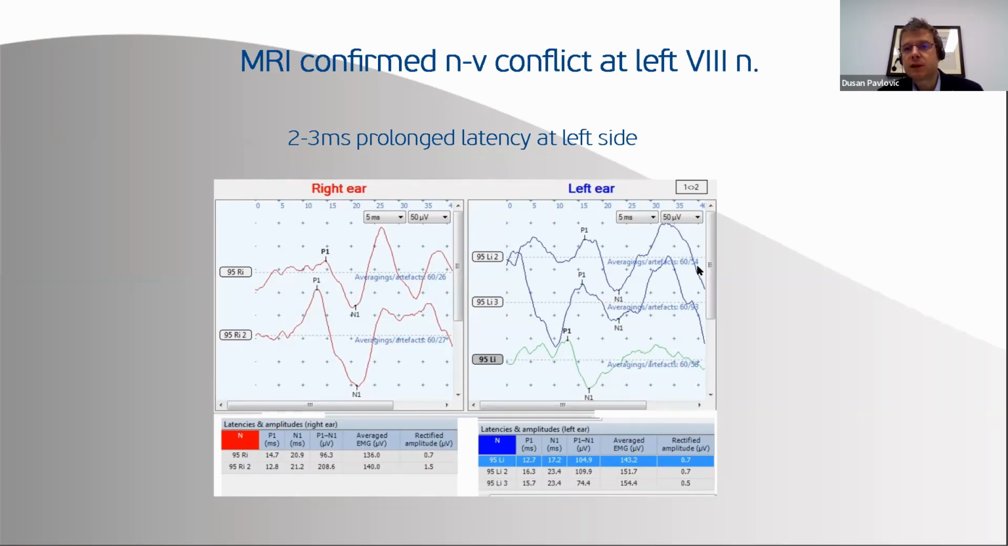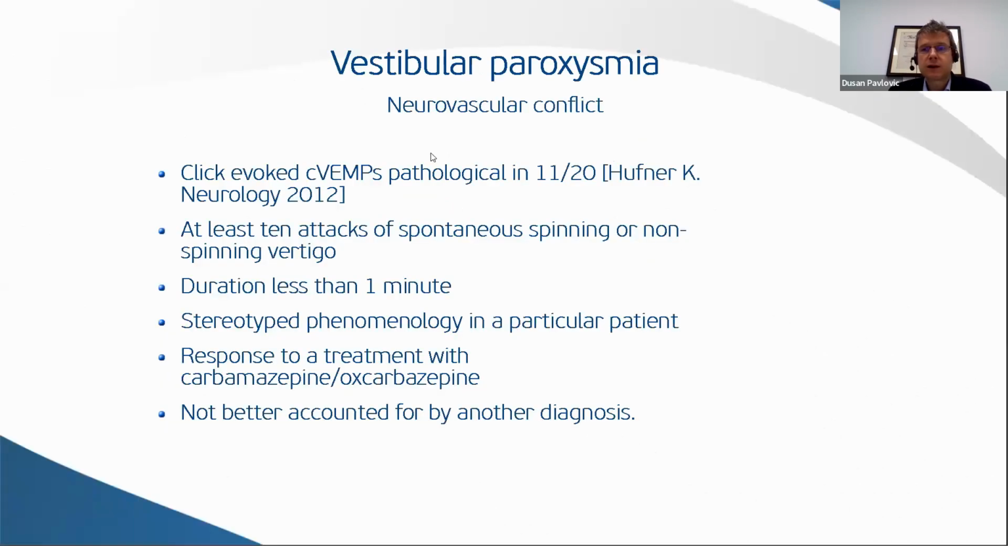MRI is not a criterion for the diagnosis, but in this particular patient, it is documented that the ICA is in conflict with the 8th cranial nerve on the left side. And on that side, we have some prolongation of the latency, and by MRI we excluded MS or other central pathology. And regarding the patient's symptoms, which are recurrent spinning vertigo, less than 1 minute, stereotyped phenomenology, and a good response to carbamazepine and oxcarbazepine, we can conclude it's vestibular paroxysmia, or neurovascular conflict.